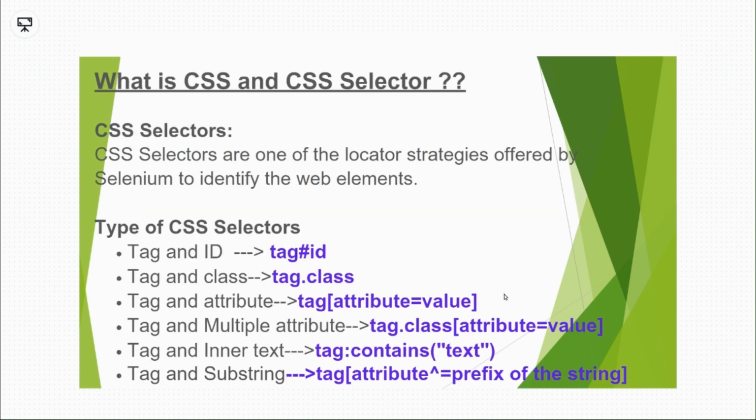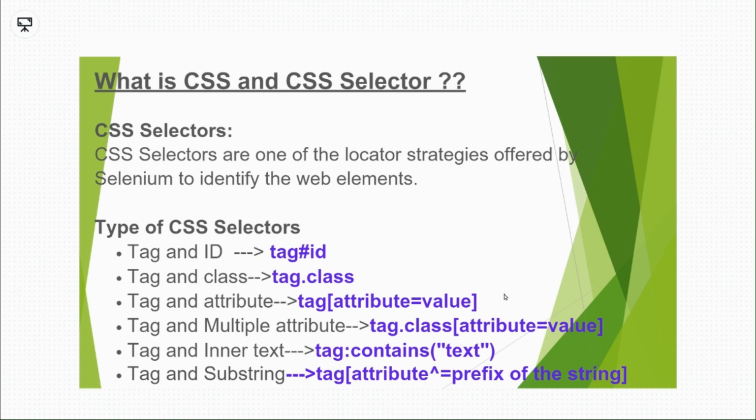So now let's discuss what is CSS selector. CSS selectors are one of the locator strategies offered by Selenium to identify the web element. There are multiple types of CSS selector which we will discuss in detail in upcoming videos. Right now I will just give you a brief of the different CSS selectors we have.